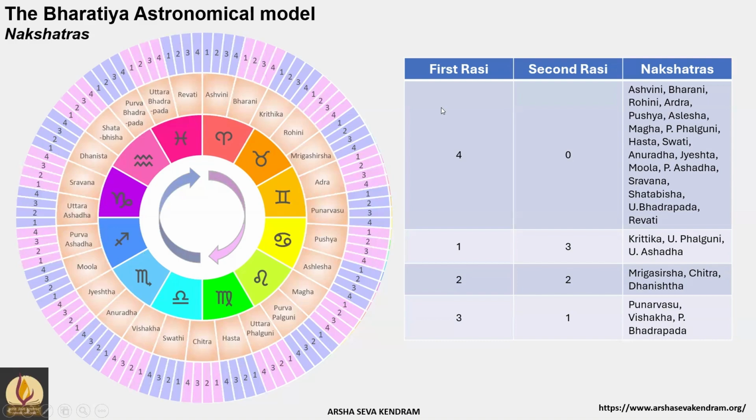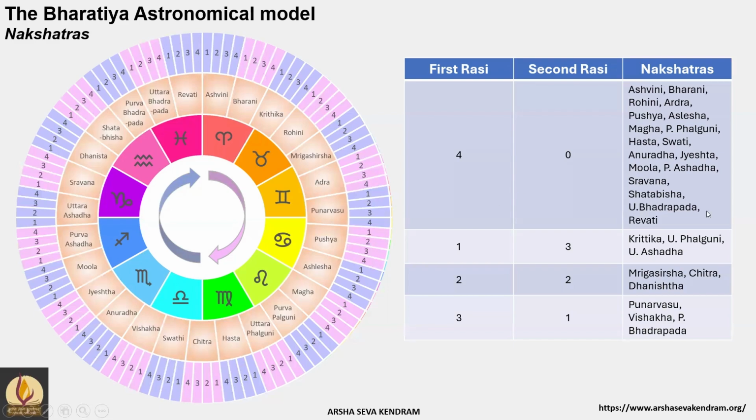So, for example, nakshatras that belong completely to one full Rasi are the following ones. If you look at Ashwini and Bharani, they are completely within Mesha. Rohini is completely within Rishabha. Ardra is completely inside Mithuna. Similarly, Pushya and Aslesha are completely within Kataka, and so on and so forth, right?